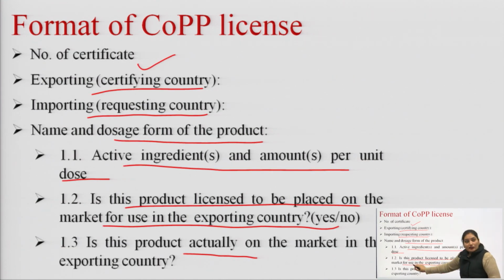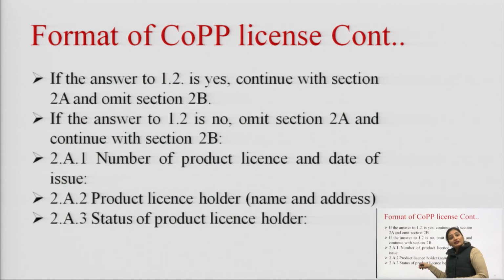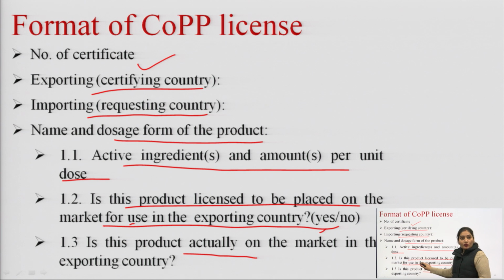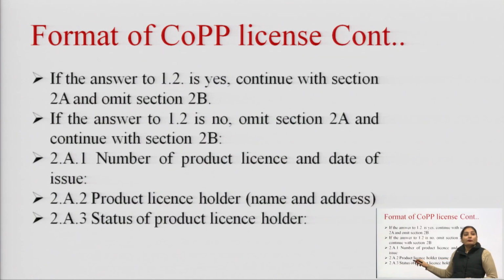See, this is the 1.2 section, and in this, is this product licensed to be placed on the market for use in the exporting country? If the answer for 1.2 is yes, then we will continue with section 2A and omit section 2B, and if the answer to 1.2 is no, then we will omit 2A and continue with section 2B. Okay. Next, what is section 2A?